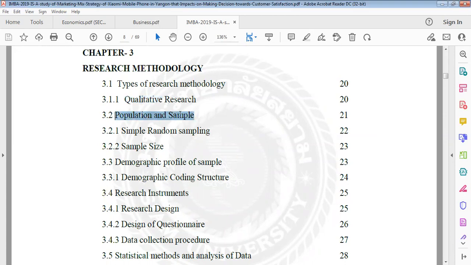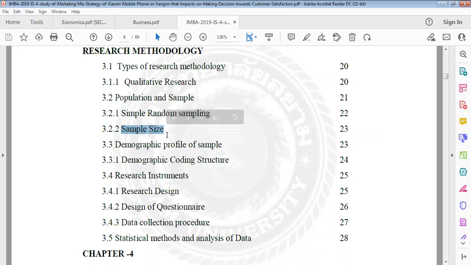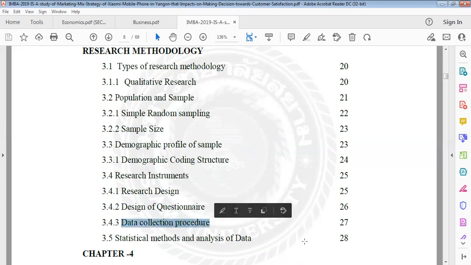They talked about population and sample, which sampling method they used and what their sample size was, and how it affected the results. Remember, if your sample size is small, your findings might be inaccurate. They have also mentioned that here. And then how they designed their questionnaire. They explained, for example, why they put a specific question in the questionnaire. And how they collected the data.